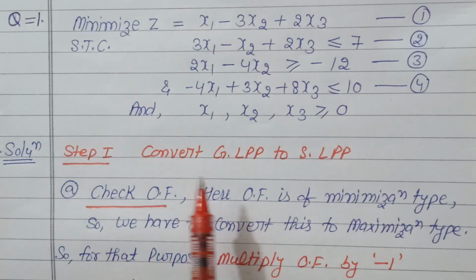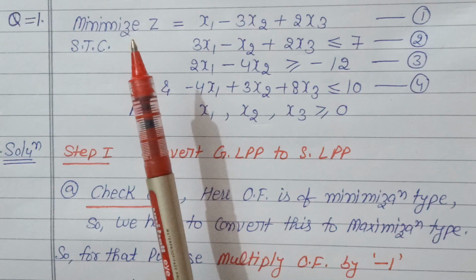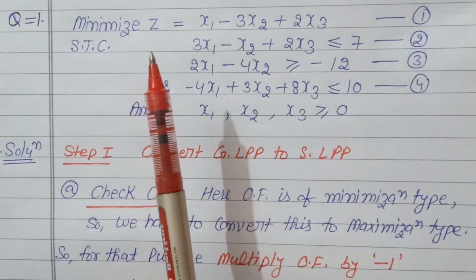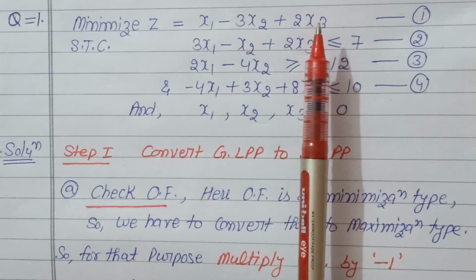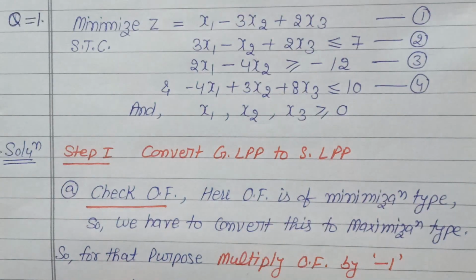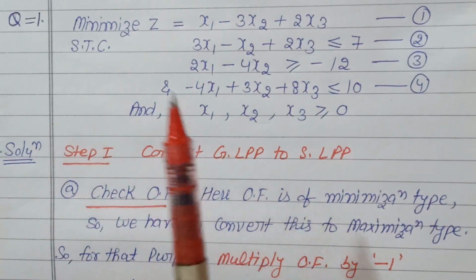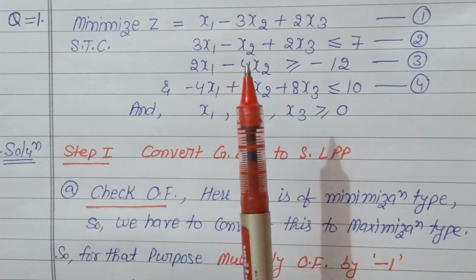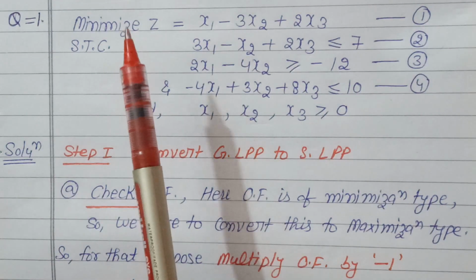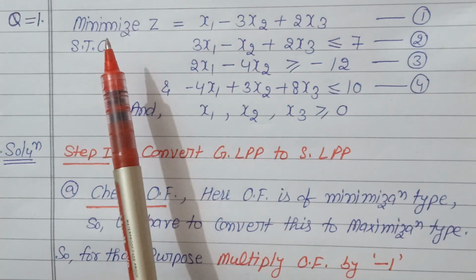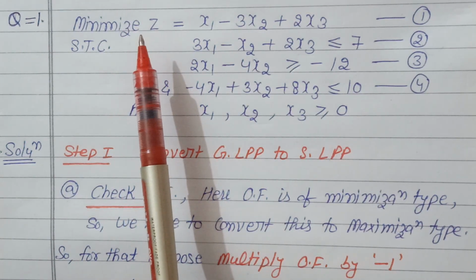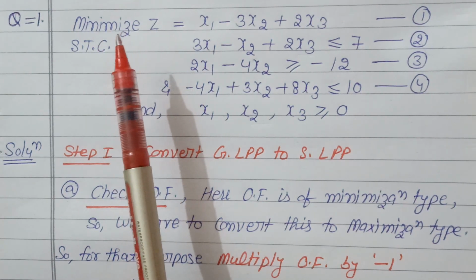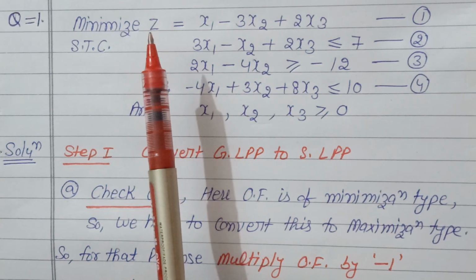The first step is we have to check the objective function. If the objective function is of maximization type, we don't have to change it, but if the objective function is of minimization type, we have to convert it to the maximization type objective function. Here you will see that the objective function is of minimization type, so as per the demand of standard LPP we have to convert this objective function to maximization type.